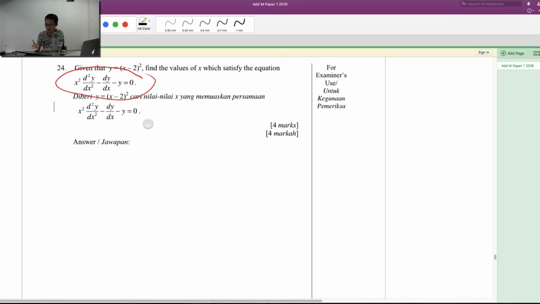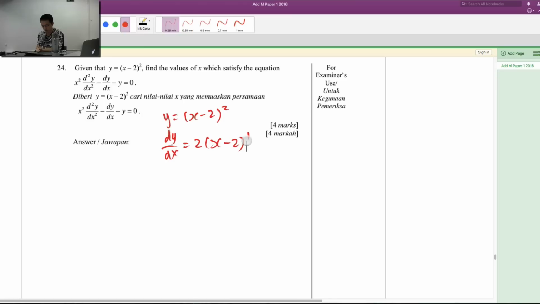So the first thing is, I ignore how difficult it is. I will just do what I have to do. First thing is, I will do the first differentiation, which is dy/dx. Move the 2 in front, and then minus 1, you get 1. And differentiate whatever is inside the bracket. X minus 2, if you differentiate x minus 2, you get 1 only. So this one is just 2x minus 4.